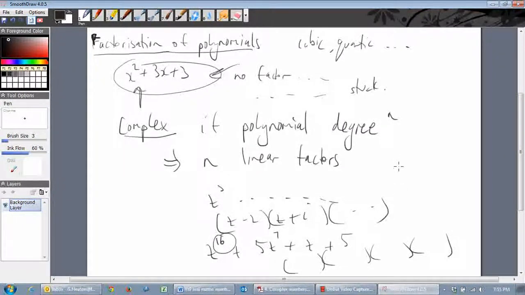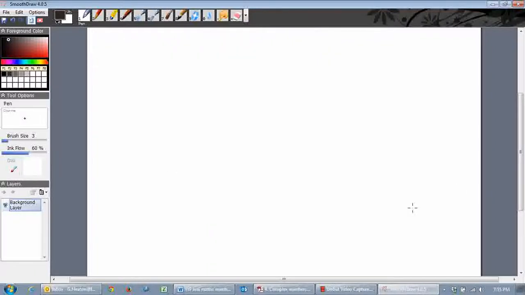A linear factor will just be z minus some complex number, so z minus i or z minus 2i plus 4 or something. They're all linear factors. So that'll reduce down to 16 linear factors. That's the first thing to note. So it can always be factorized. Always. There's no expression in complex algebra that cannot do that.